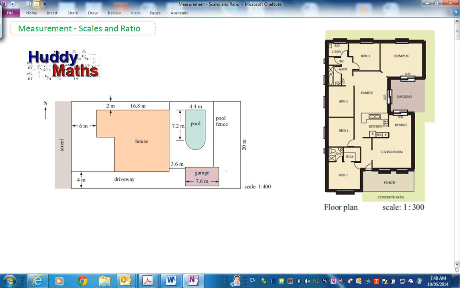Hey, welcome to the next presentation on measurement. This is an interesting one, very important in a lot of aspects of building. It's on scales and ratio.